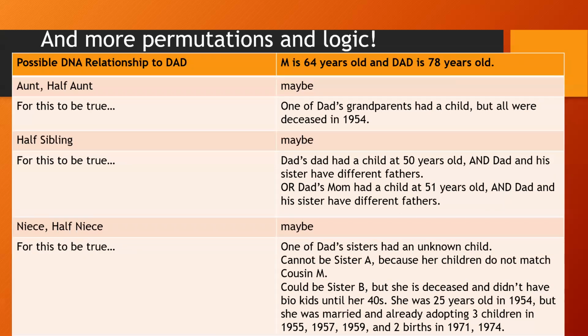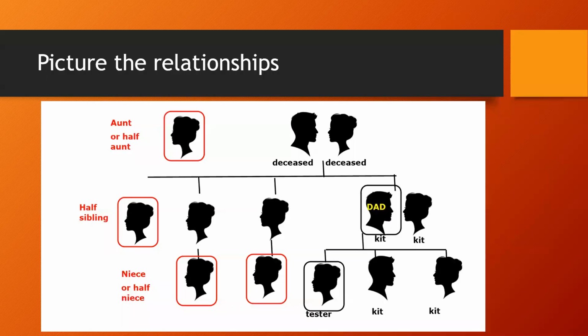Remember, with science, we start with a best guess, we start with a hypothesis, and we see if any of that bears out. So here's the diagram for those of you who are visual. So we have the tester, we have tester's dad. Remember, we have mom, but the tester didn't match mom.